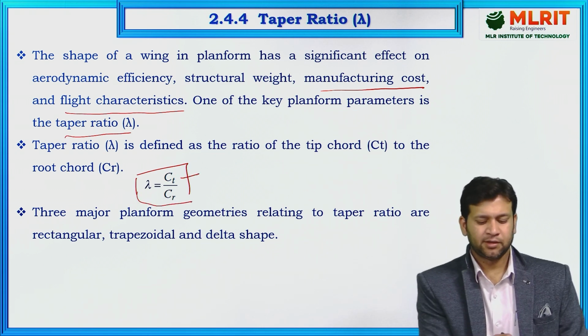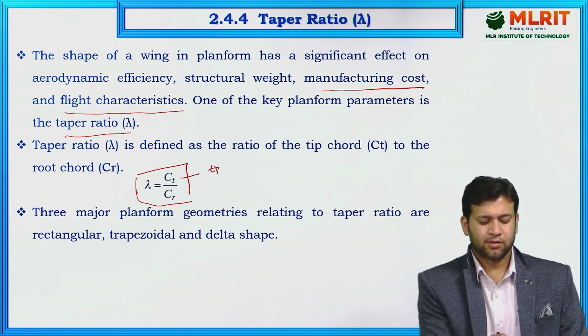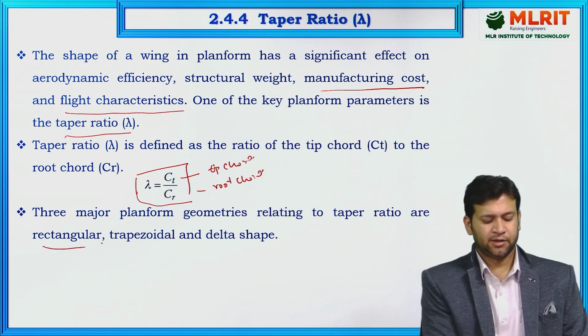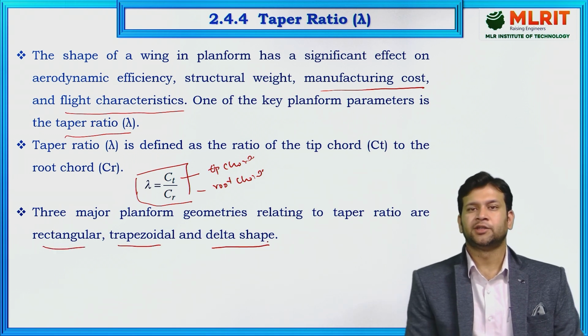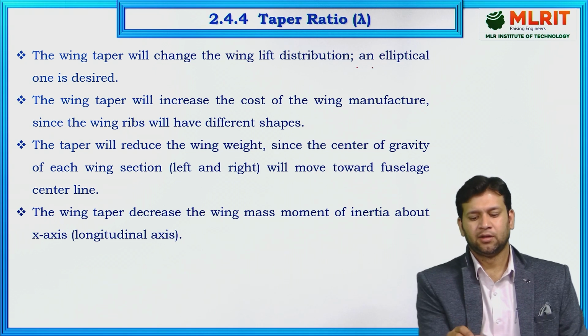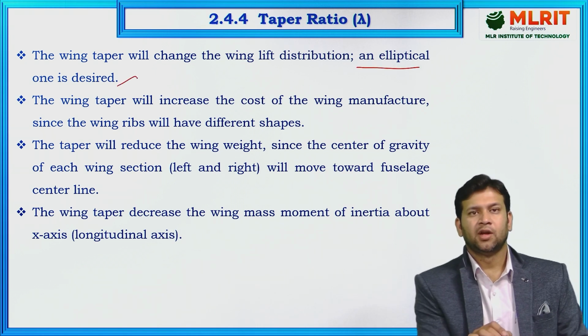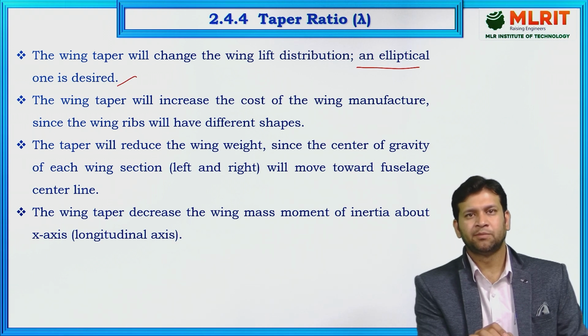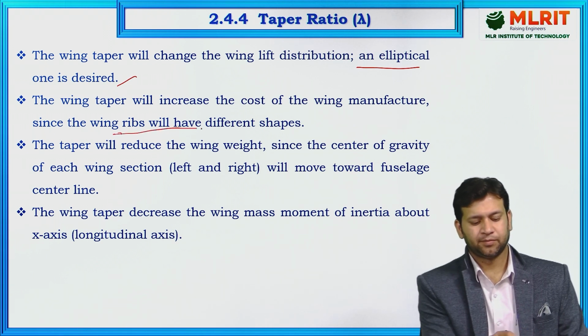Ct is tip chord and Cr is root chord. Three major planform geometries relating to taper ratio are rectangular, trapezoidal, and delta shape. The wing taper will change the wing lift distribution, and elliptical one is desired. The wing taper will increase the cost of the wing manufacture since the wing ribs will have different shapes.